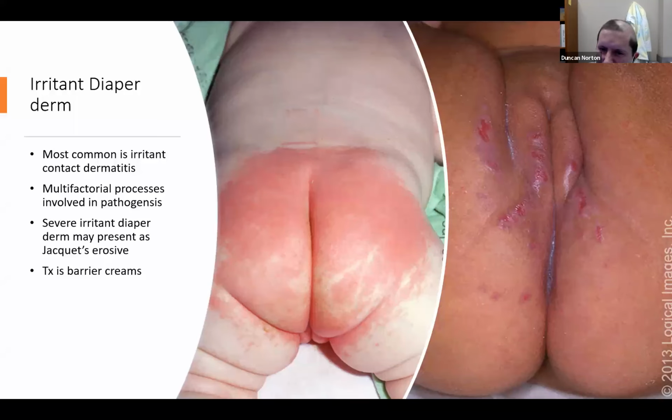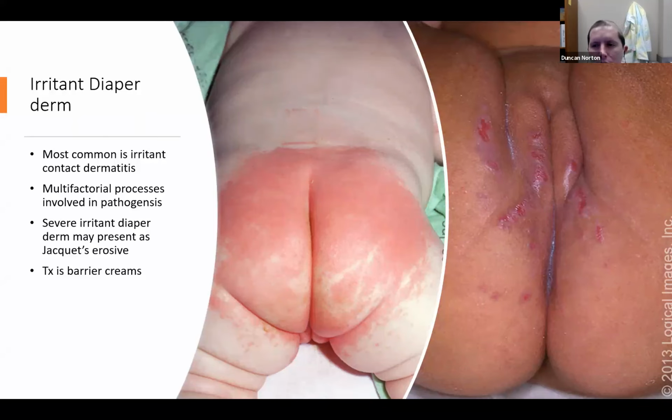If you get really severe dermatitis, it may present as Jacquet's, which is on the right. These are almost like punched out biopsies with nodules. Sometimes this can be confused for cigarette burns. So especially in the ED, they'll tend to get a little jacked up by this.